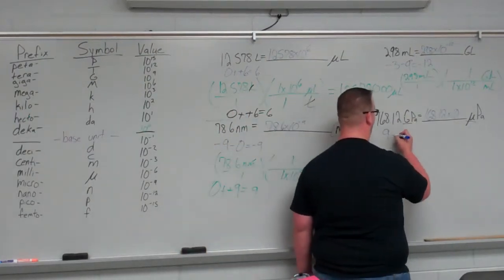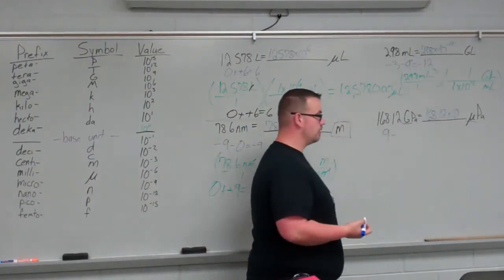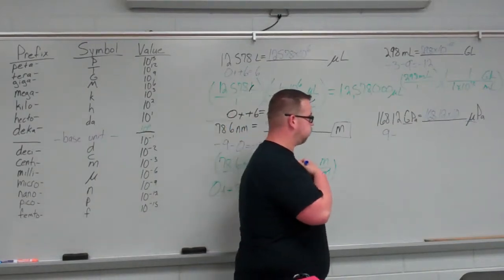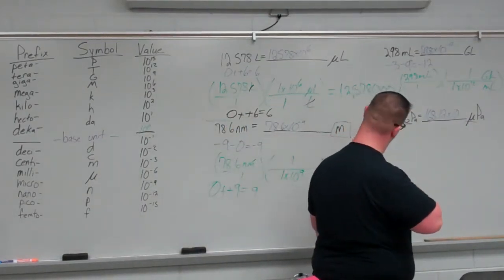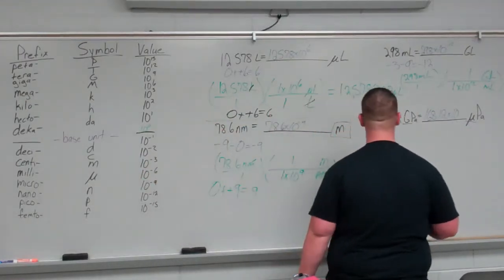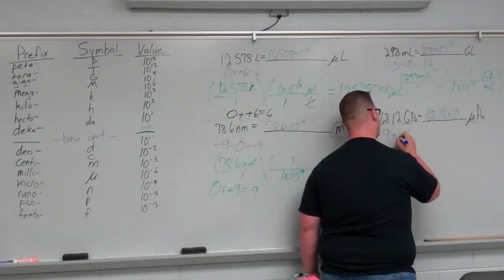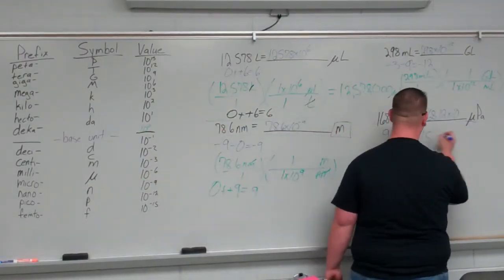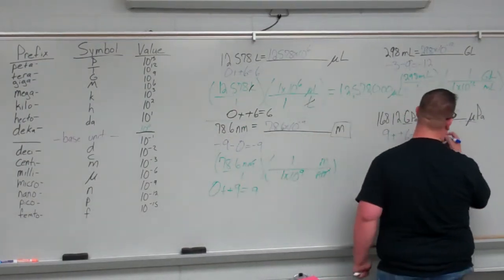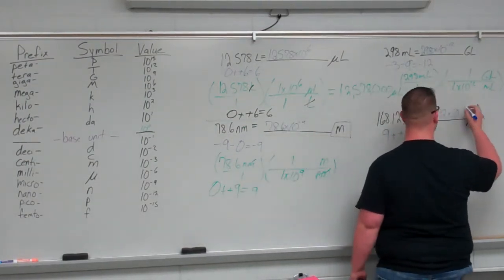So here we go. We're going to do a 9 minus, what's micro? Subtract it out. What's the micro? -6. So it's like adding that positive 6, so we get 15. So it's 168.12 times 10 to the 15.